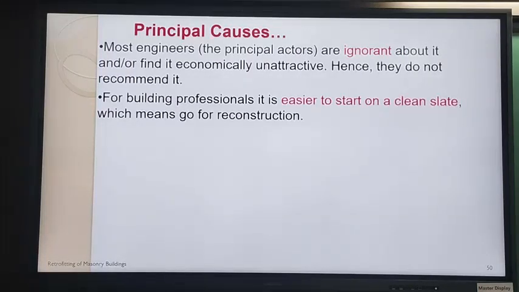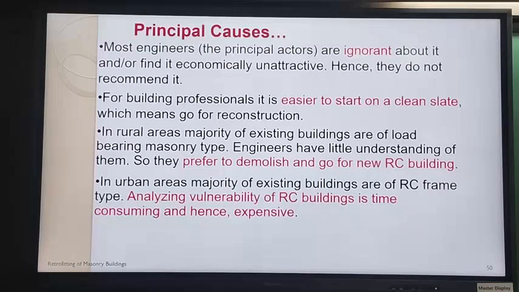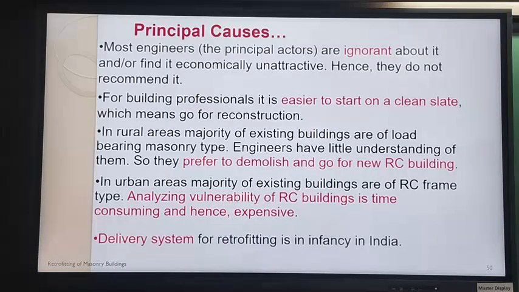Anyway, it is easier to start with a clean slate. They prefer to demolish and go for new RC buildings. Engineers like that. Also, a lot of times there is a hidden agenda that somebody wants to make money. In Uttarakhand, it was very interesting. We had Sarva Shiksha Abhiyan, a government education department program, and all the engineers who were there were also contractors. So they would rather demolish the building and get a contract on the side, maybe under somebody else's name, than worry about all this retrofitting. So that's the ground reality.